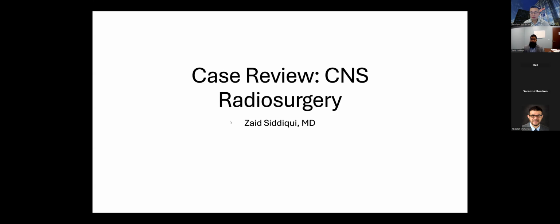The three cases we'll be doing today are two cases of brain metastases and one case of a skull-based benign tumor. Obviously, brain radiosurgery has many, many indications, but these are the two most common things that we see in our clinic and probably most commonly treated worldwide with radiosurgery.